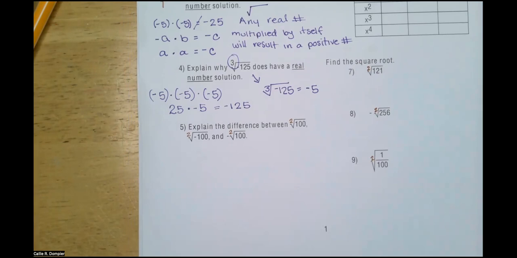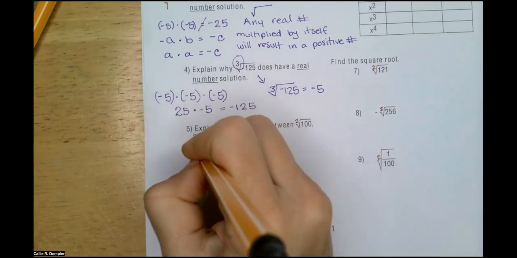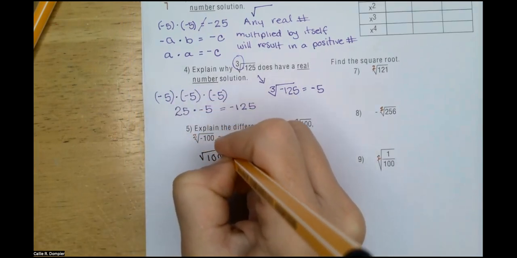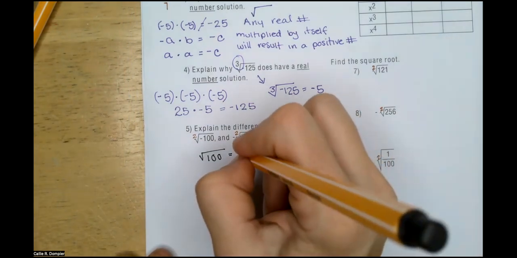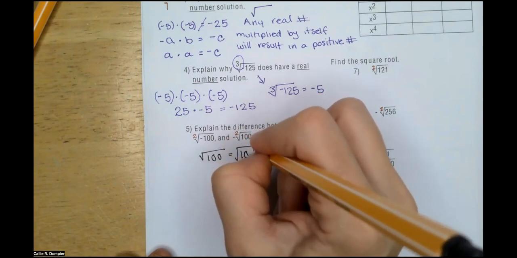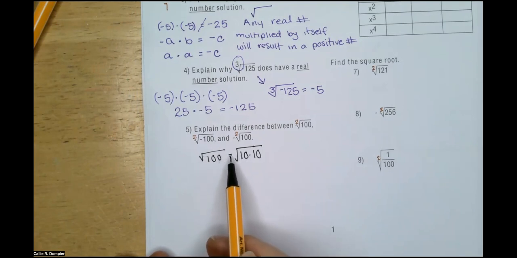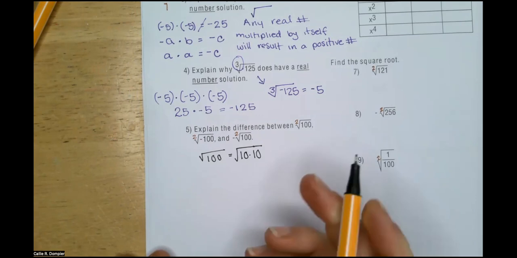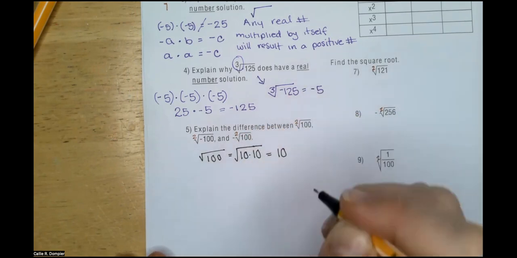Number 5, explain the difference between the square root of 100, the square root of negative 100, and the negative square root of 100. So the square root of 100 is just asking us, what number times itself equals 100, and that's the number 10. I can write it like this. If I factor 100, we can say that's equal to the square root of 10 times 10, which is equal to 10.